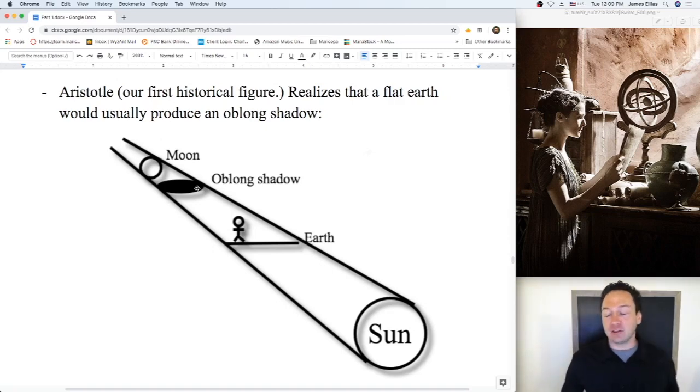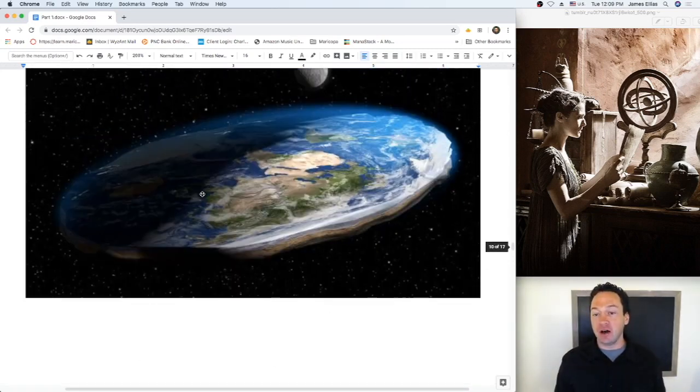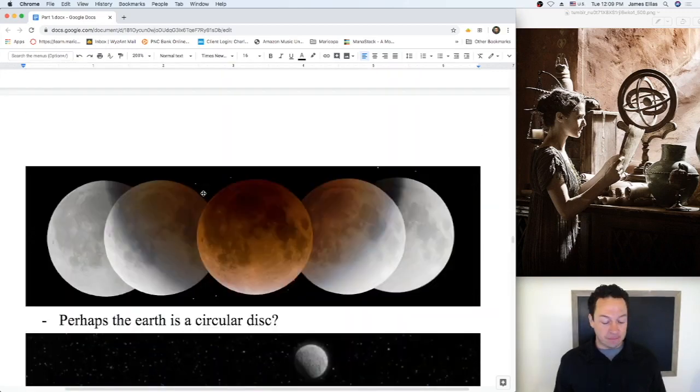So Aristotle looks back at the pictures of the moon during the eclipse that the elders of the heavens had drawn, and he realizes the shadow is always circular, and it's always a circle of the same diameter. It's always the same size. Well, what's the only shape that casts a circular shadow in every direction? It's a sphere. So the world must be a sphere.